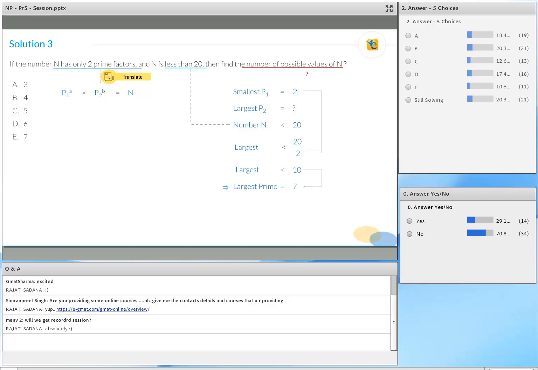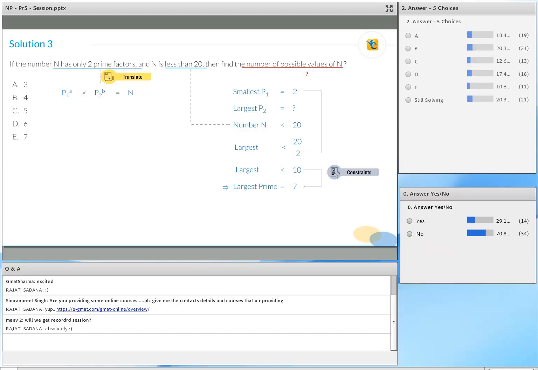Okay, so the prime numbers that I need to consider go from 2 to 7. Okay, no more than 7. So what I'm doing is I'm trying to figure out my constraints. And that is a very, very important thing before you start plugging in numbers or before you start to consider what numbers to consider.